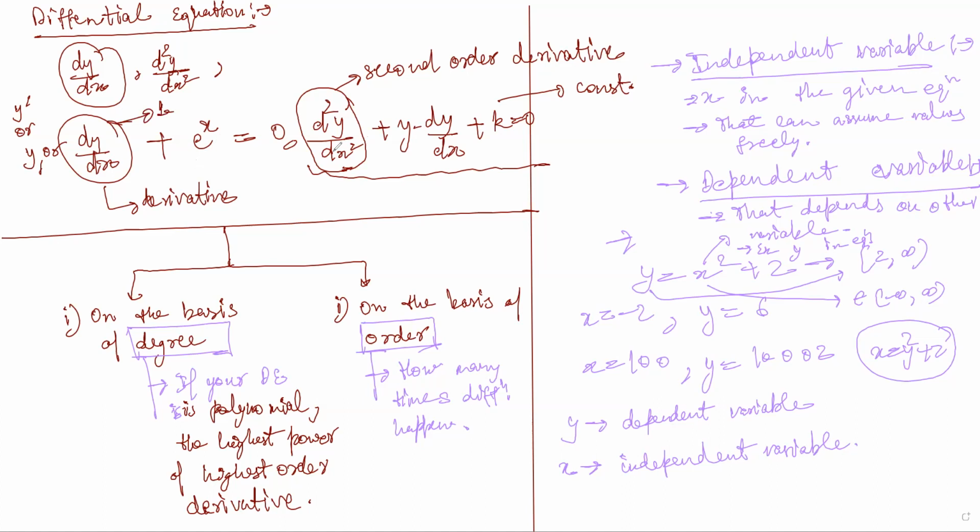Now, if we take the second equation, we have two derivatives. This is d2y by dx square and this is dy by dx. So clearly, we have a second order derivative here, so its order is 2. Now, if we talk about degree, the degree is defined if your D is polynomial. So now, do you know, guys, what is a polynomial?